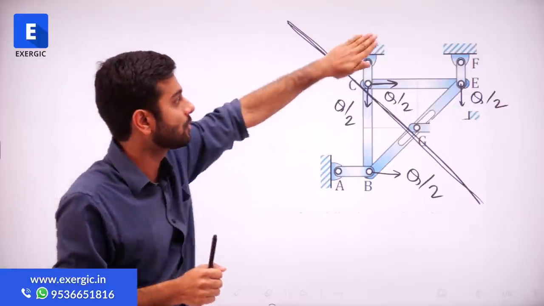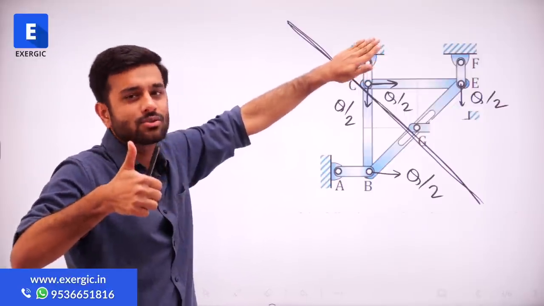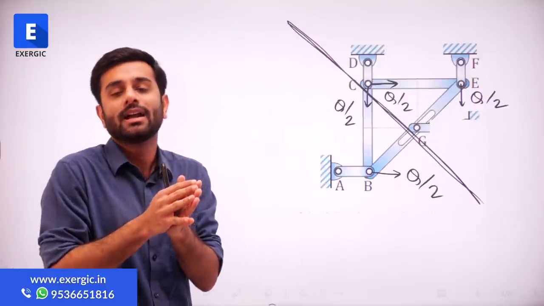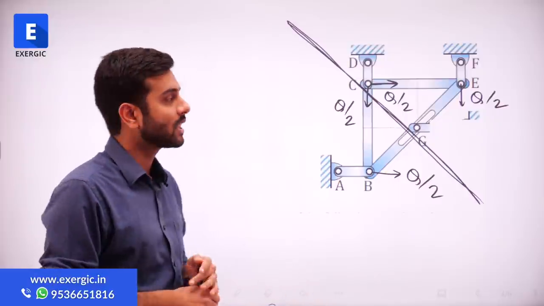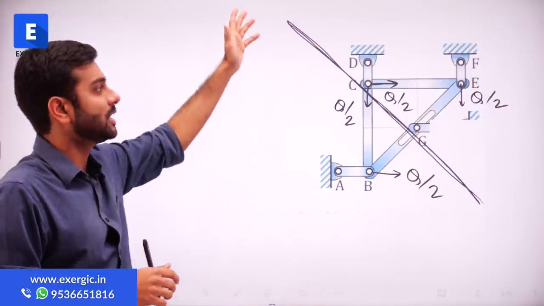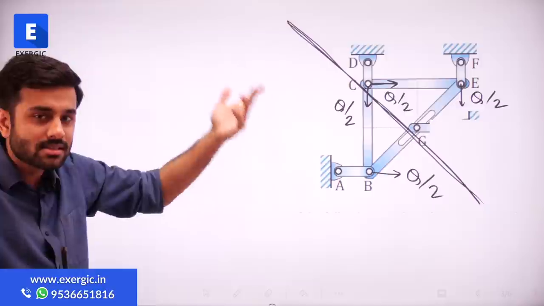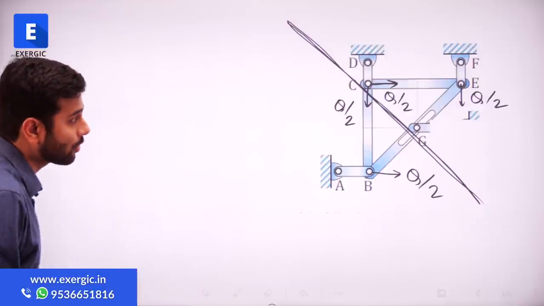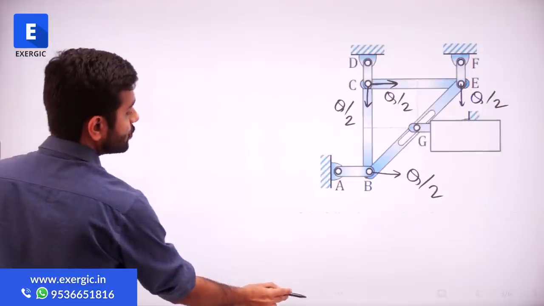If CD is not there, it looks like this is going to remain in equilibrium. Everything is symmetric, loading and connections, everything looks symmetric. But it looks like that CD can disturb that equilibrium. But let us see whether actually CD is disturbing any equilibrium or not. Let us try to conceptually prove it.